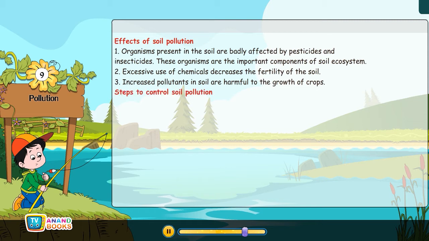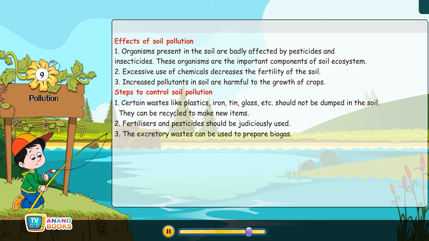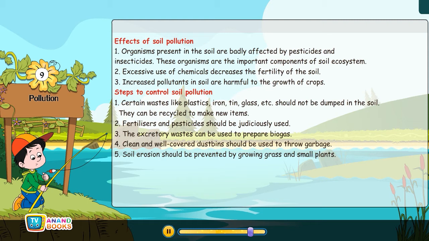Steps to control soil pollution. Certain wastes like plastic, iron, tin, glass, etc. should not be dumped in the soil. They can be recycled to make new items. Fertilizers and pesticides should be judiciously used. The excretory wastes can be used to prepare biogas. Clean and well-covered dustbins should be used to throw garbage. Soil erosion should be prevented by growing grass and small plants.